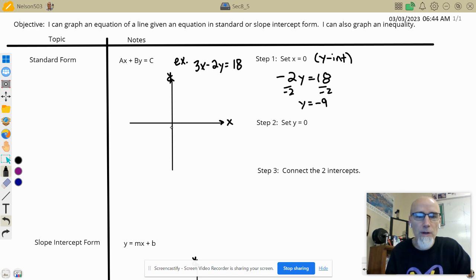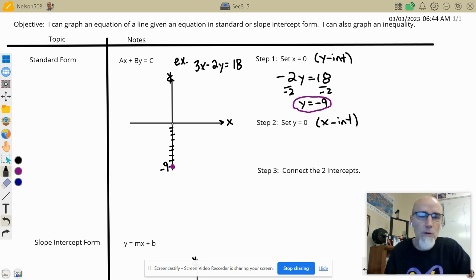So we go down 9. 1, 2, 3, 4, 5, 6, 7, 8, 9. Negative 9. I'm just going to put a purple color right there. That is my y-intercept, right? All right, so if you plug 0 in for y, now we're finding the x-intercept.